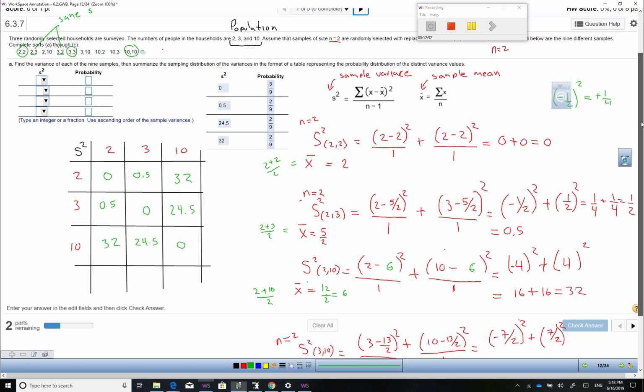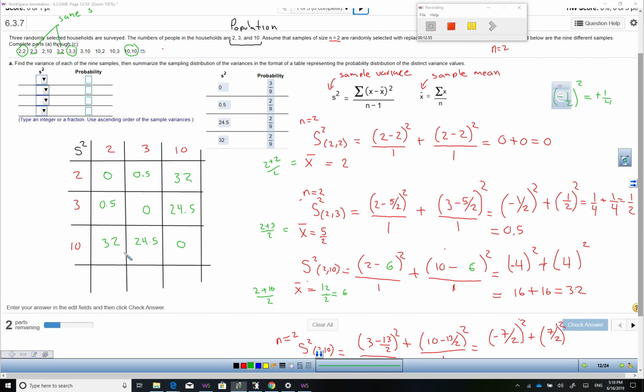So these are all the sample variances we have. If you count the number of squares in this table, we have 1, 2, 3, 4, 5, 6, 7, 8, 9. Okay, so let's fill out this table right here. How many zeros do we have out of 9? We have 3 zeros out of 9 elements.